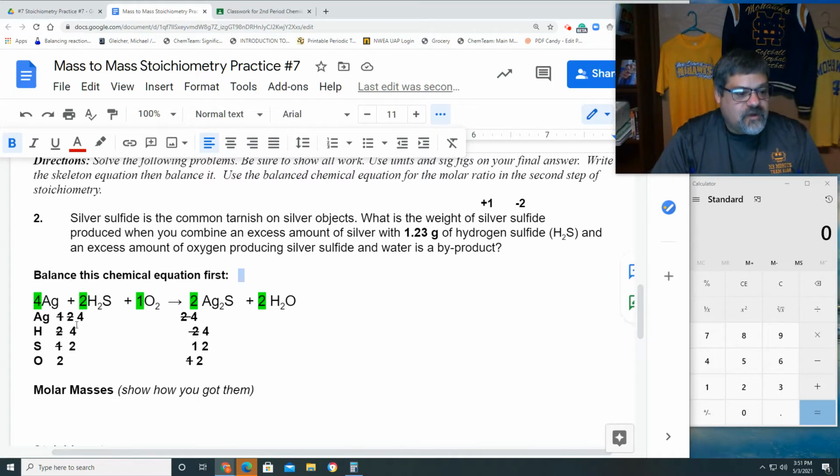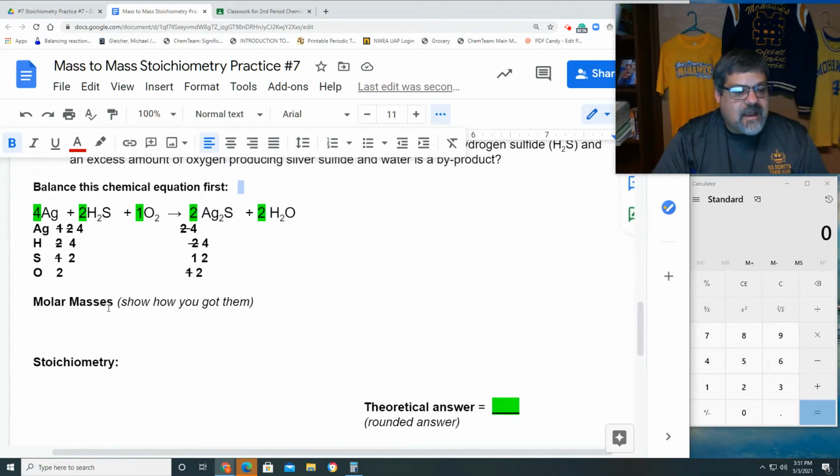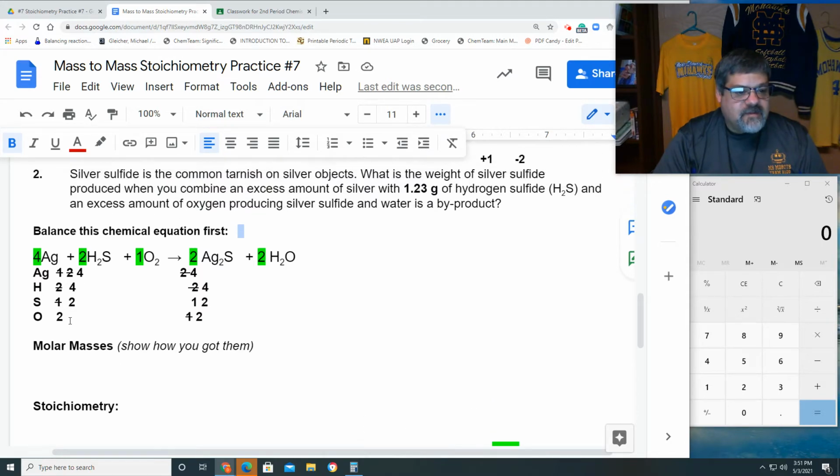Okay. I also want you to show your work. If you don't show your work and you make a mistake up here, that means you lose all the points for balancing the equation. If you show your work, I may give you partial credit for some of these ones that are correct. Now we're going to go ahead and do the stoichiometry, but in order to do the stoichiometry, we have to do the molar masses.